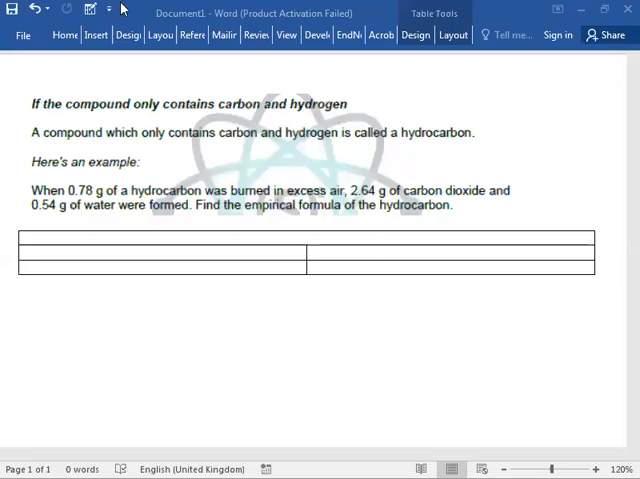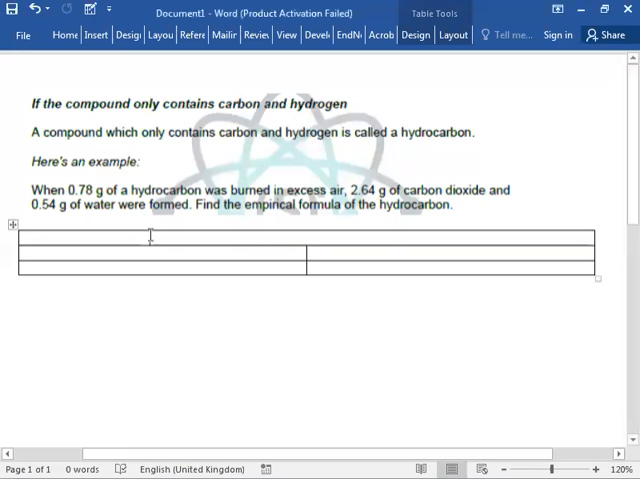Okay, now let's take an example. What if we have a compound that contained only hydrogen and carbon? How will we do that? Same process will be repeated here, but we need to look a little carefully. When 0.78 grams of a hydrocarbon, a substance that has only carbon and hydrogen, was burned in excess air, 2.64 grams of carbon dioxide and 0.54 grams of water were formed.